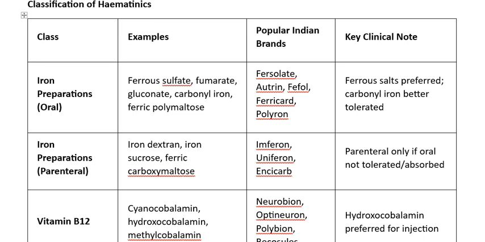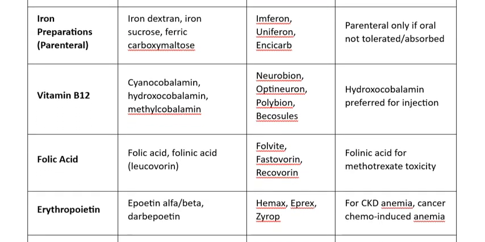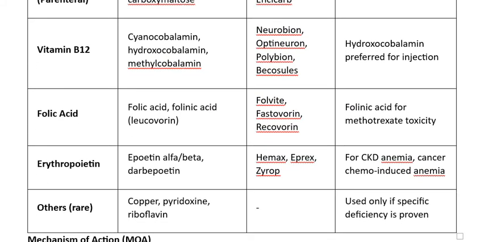Got it. Next up, vitamin B12. The important forms here are cyanocobalamin, hydroxycobalamin, and methylcobalamin. Common brands include Neurobion, Optineuron, Polybion, and Bacosols. Any preference for injection? Yes, for injection, hydroxycobalamin is often the preferred form. Okay. And folic acid? This includes folic acid itself and also folinic acid, which is also known as leucovorin. Brands like Folvite are very common, along with Fasevorin and Recoverin. And folinic acid has a specific role.